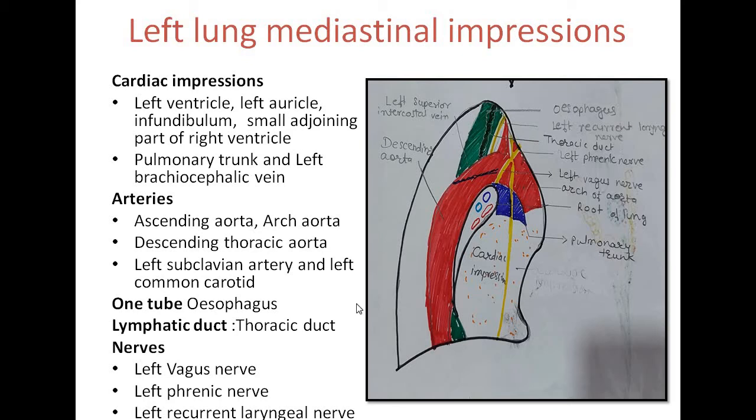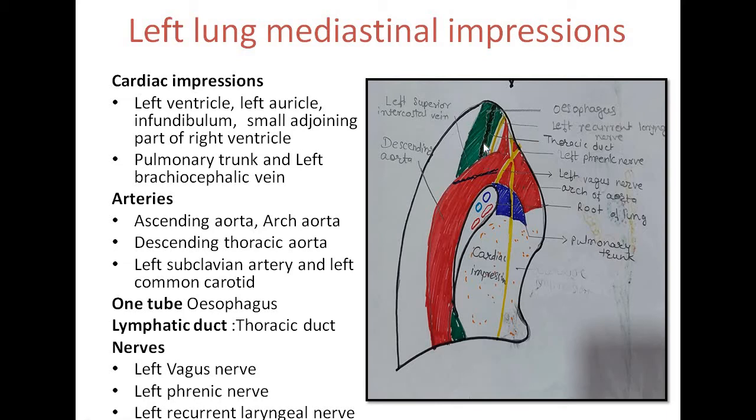Then arteries you can see this is coming out of the left ventricle, that is the ascending aorta, then arch of aorta and then descending aorta. You can see it is arching over the root of the left lung. So these are related with this mediastinal surface. Then left subclavian artery and left common carotid, which are branches of this arch of aorta, they are also related at their initial beginning of this vessel with this surface.